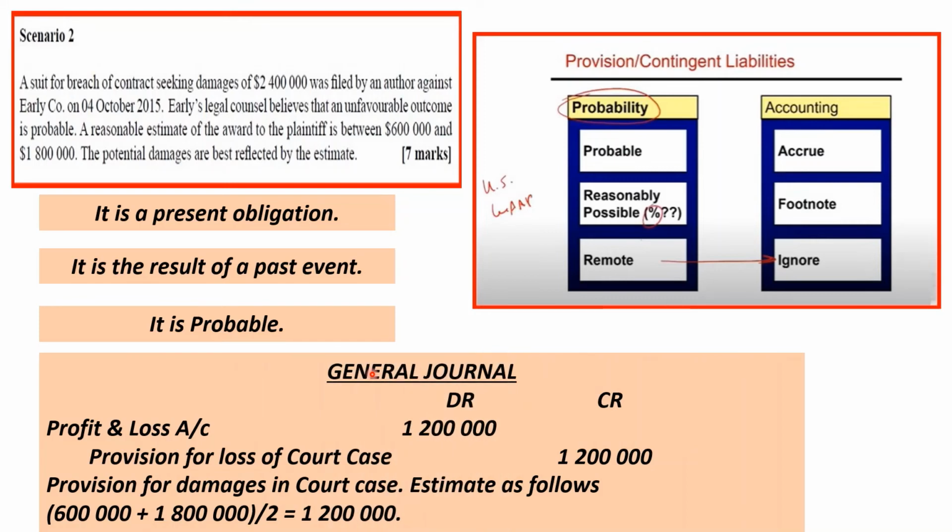Okay, so in our general journal we would debit the profit and loss account and credit provision for loss on cases. And this provision here would be a liability in case. Now, the estimate is done by taking these two figures, an average of it, of 1,200,000.